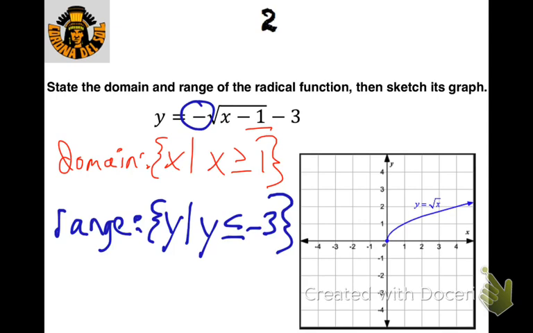So as far as the graph goes, this is the parent graph that's shown here. So we're going to be going over to the right 1 unit and down 3, so we're starting here. We would normally go up like this, but we're not doing that because it's been reflected, so we're going to go down like this. Okay. Next one.